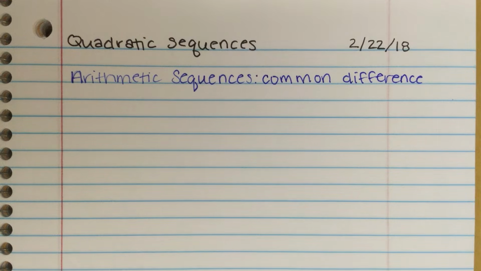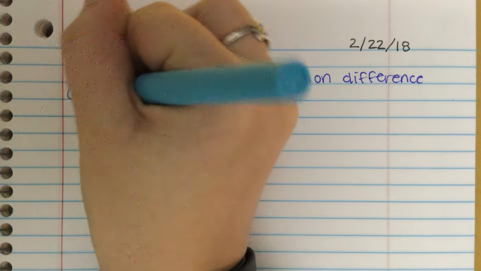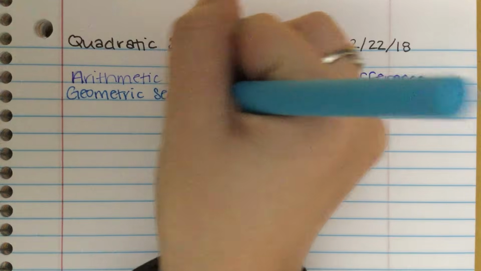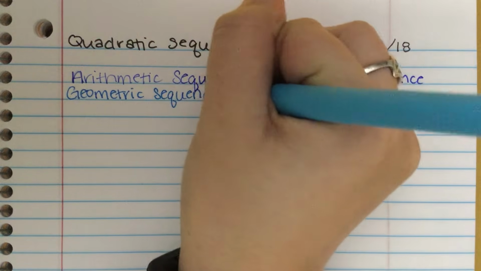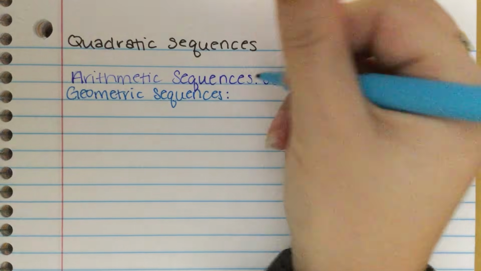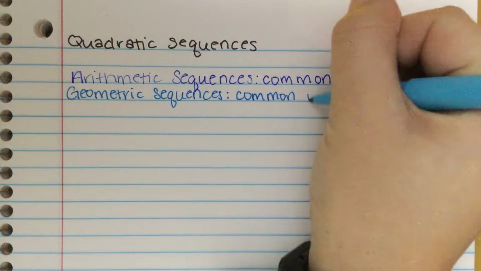However, geometric sequences were a little different. With geometric sequences, instead of adding or subtracting to get to the next term, we multiplied or divided. In that case, we call that a common ratio.